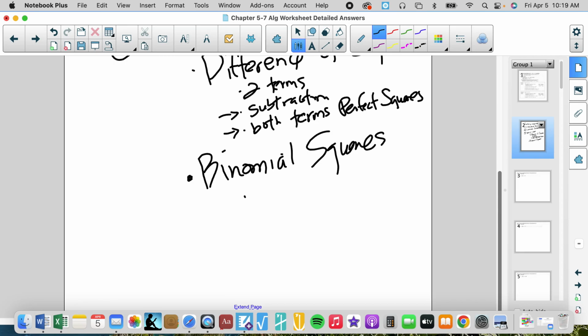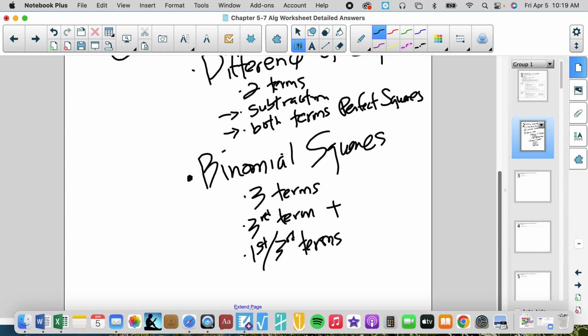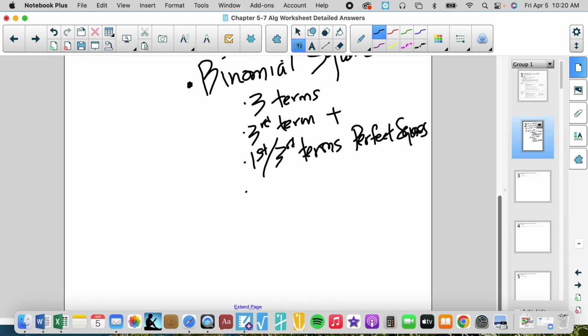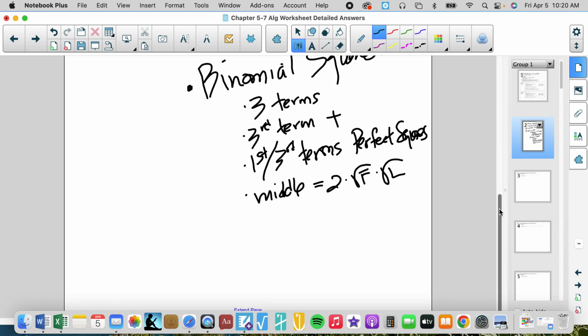Binomial squares are always going to be 3 terms. The third term is always positive. Our first and third terms are going to be perfect squares. And this is the hard one, and there are 2 different ways of going about doing this: our middle term is going to equal 2 times the square root of the first term times the square root of the last term. And so those are the ones that we will do mentally.